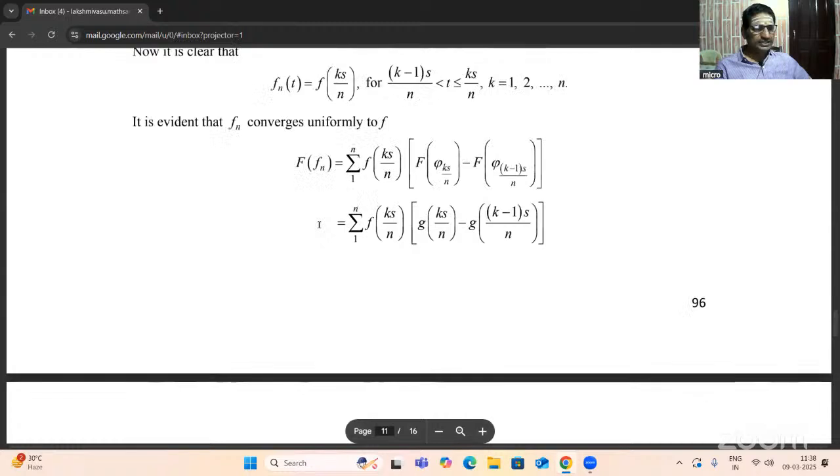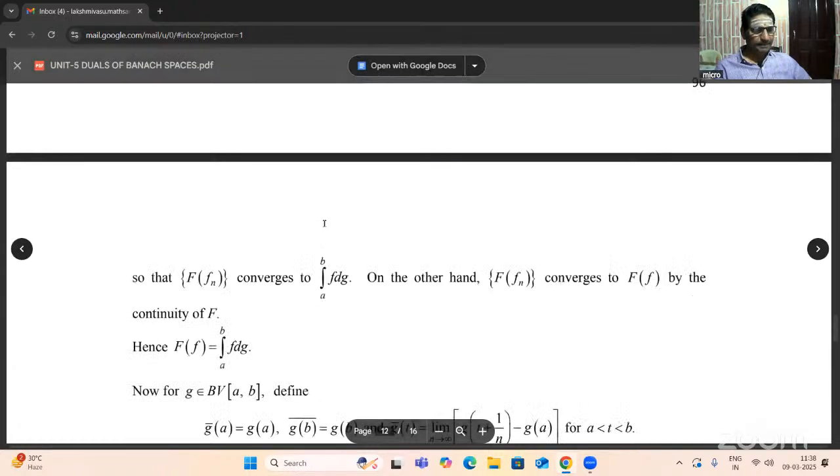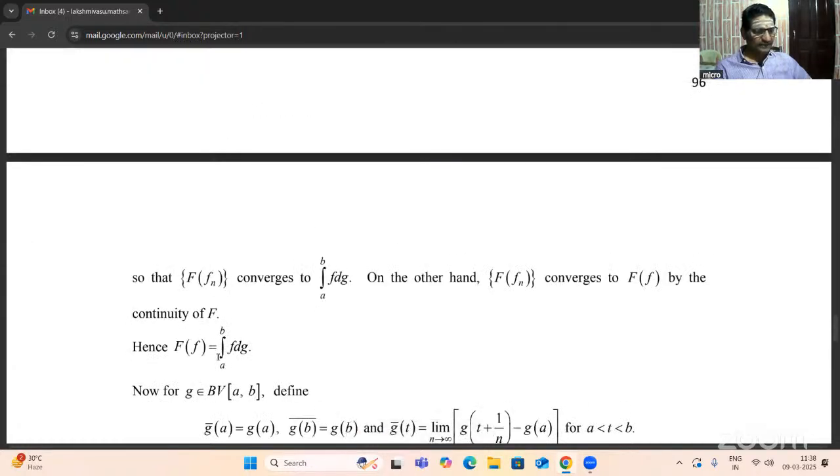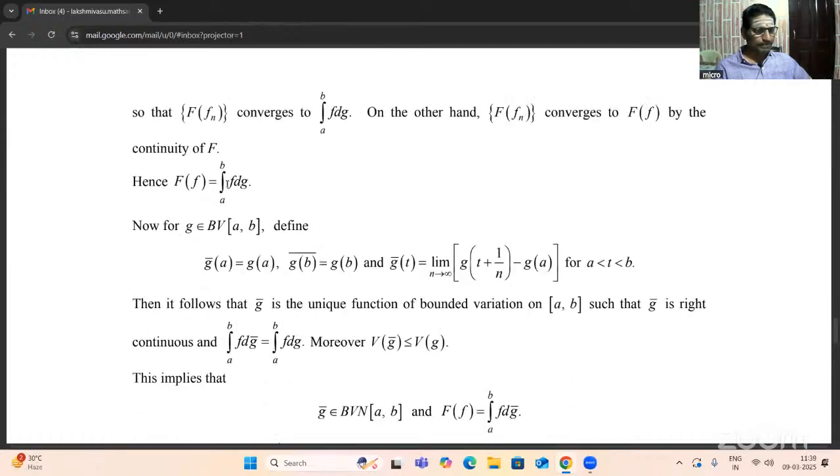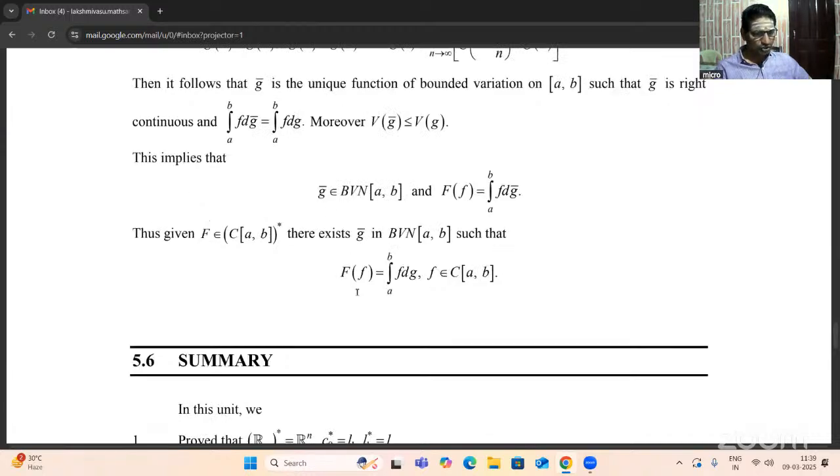Finally, this is the converges uniformly part. That is why F(f) equals the integral from a to b of f dg. G is also of bounded variation on the interval [a, b]. Finally, this G bar is also a normalized bounded variation function, and F(f) equals the integral with G replaced by G bar. Now both are equal. When G equals G bar, that is the uniqueness part.